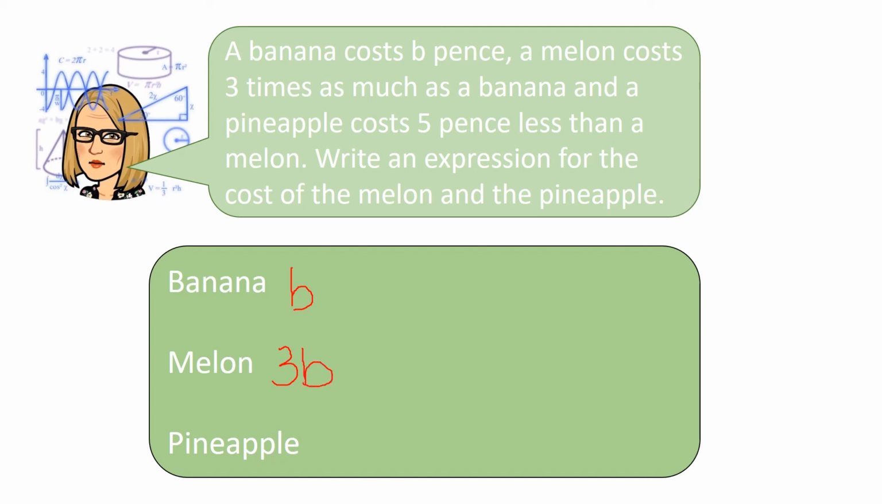Now let's look at the pineapple. A pineapple costs 5 pence less than a melon. So the melon is 3B. And the pineapple is 5 pence less. So if I work out 3B, then I subtract 5, then I've got an expression for the cost of the pineapple. So it wasn't as complicated as it first looks.